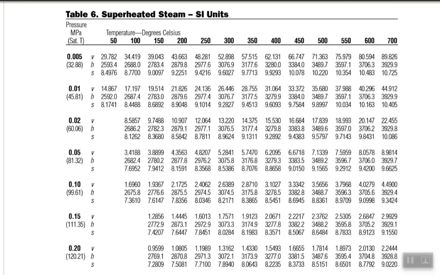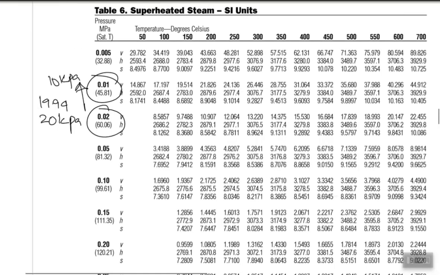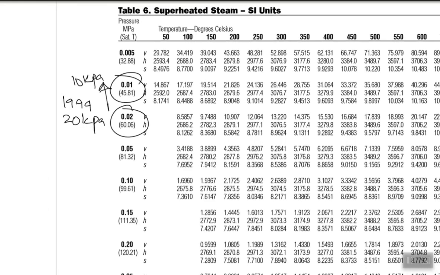So in a superheated table, if you look at different values, you have a value of 0.02, which is actually equal to 20 kilopascal. So your own pressure is 19.94. Definitely we are looking for a pressure which would be less than 19.94. Over here we have a pressure of 10 kilopascal. At 10 kilopascal, we have to find the volume corresponding to 60 degrees centigrade.